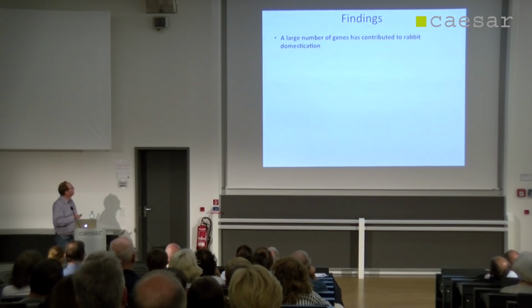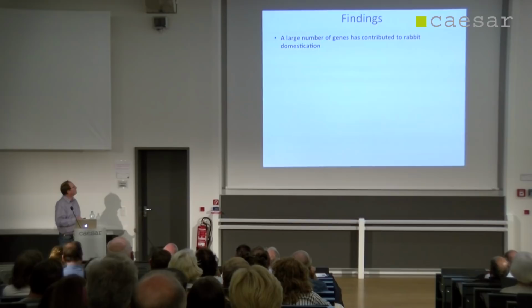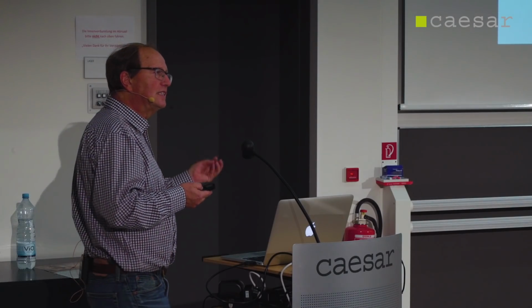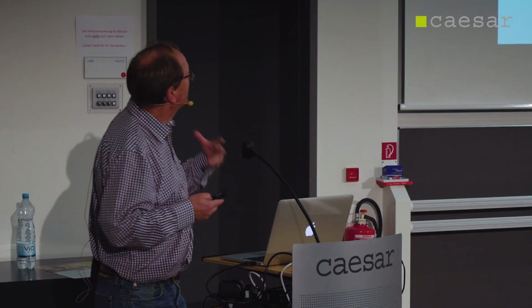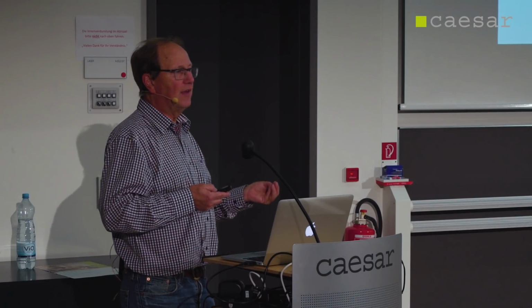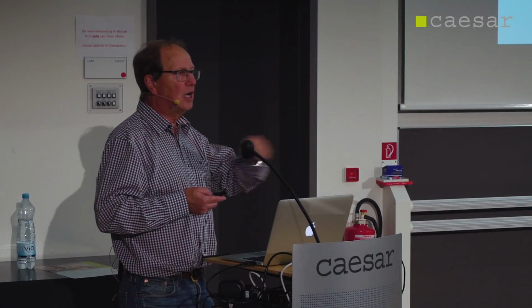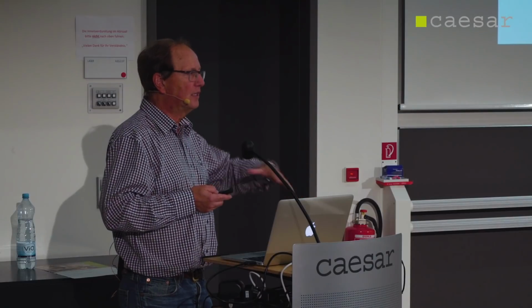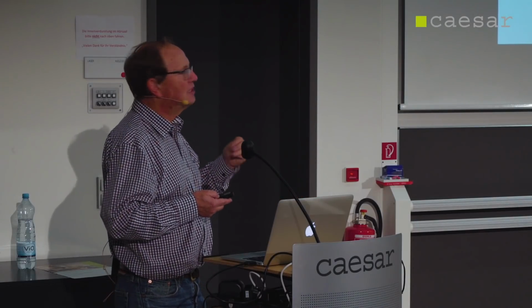What we find here is a large number of genes that have contributed to rabbit domestication. So this is what I would say is a gradual change. There was not a single example where a gene has been inactivated. So it's not that you knock out a gene that has to do with behavior and that makes them very tame. It seems that it's a gradual change. Many genes with small effects have contributed to this transition.